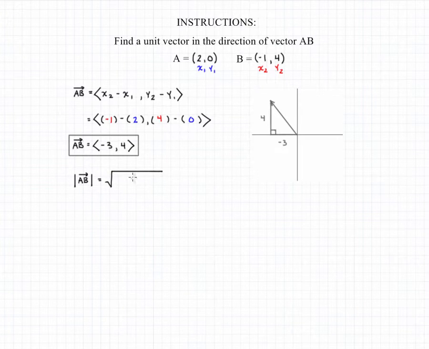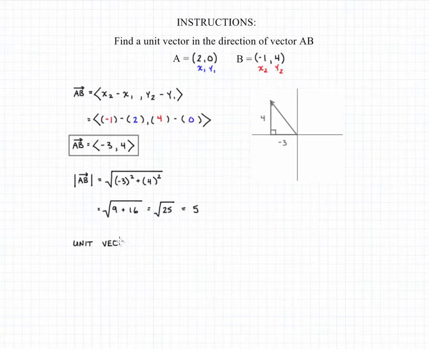So it's going to equal the square root of -3 squared plus 4 squared, which is going to be the square root of 9 plus 16, which will be the square root of 25, which we can simplify down to 5. And now we have our magnitude.